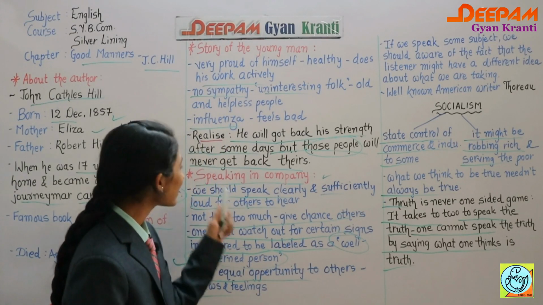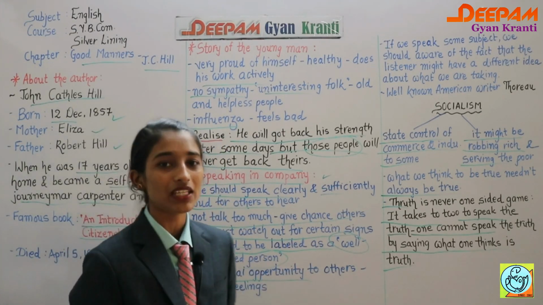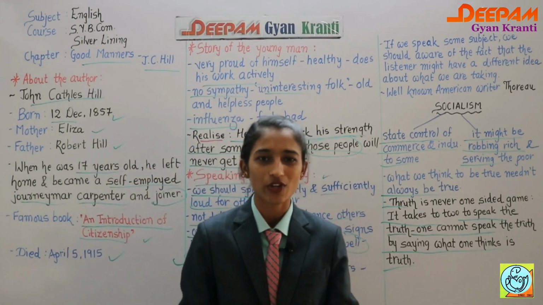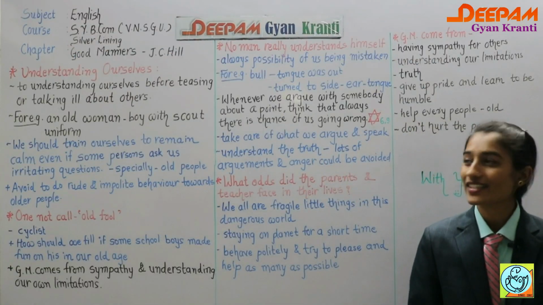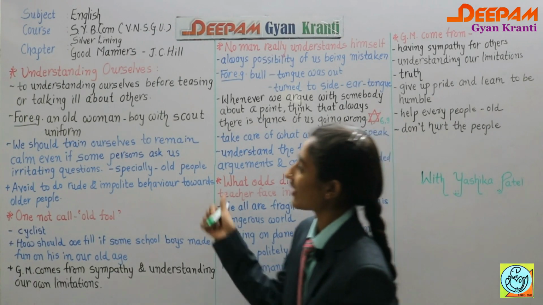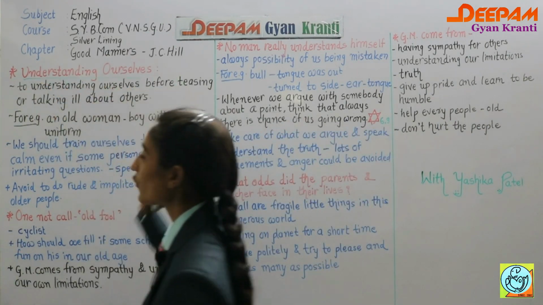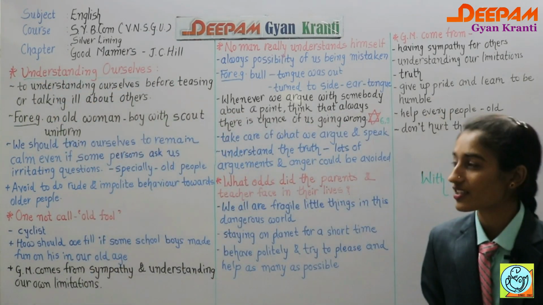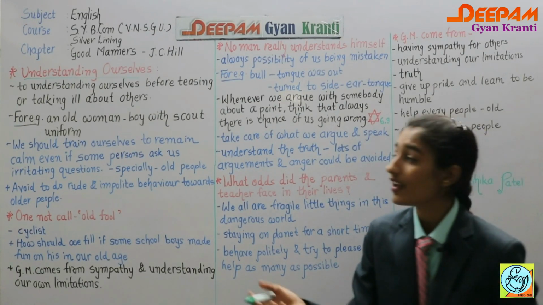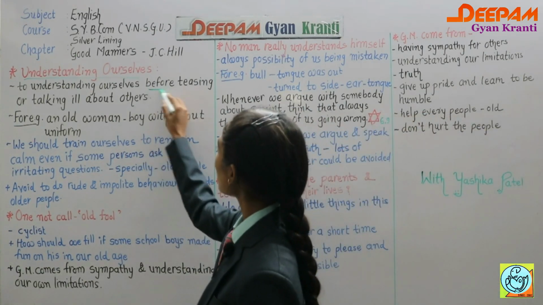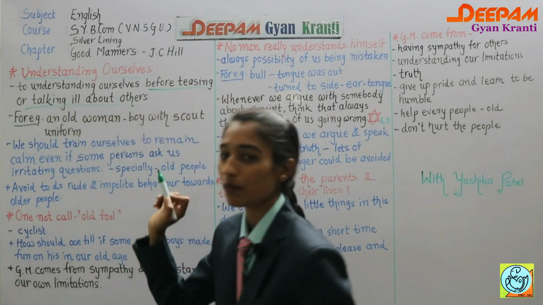So you have to remember that when you are speaking in the company or when you are doing the job in the company. Now further in this chapter, J.C. Hill discussed understanding ourselves. Friends, understanding ourselves is also a very important thing, and he gives us the advice to understand ourselves before teasing or talking ill about others.